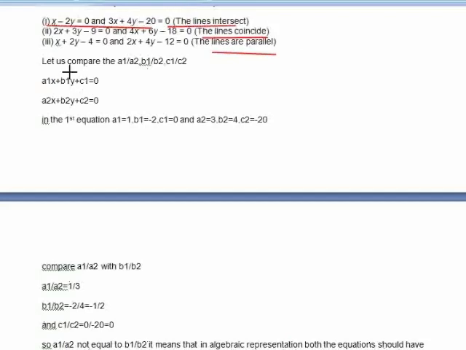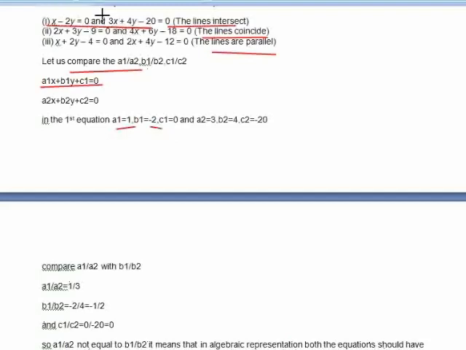Okay, so let us find the values a1, a2, b1, b2, c1, c2. First compare this equation with the first one, that is a1x plus b1y plus c1 is equal to 0. So the coefficient of x is a1, the coefficient of y is b1, and c1 is here. So what is the coefficient of x? It is 1, and what is the coefficient of y? That is minus 2. So we can conclude that a1 is equal to 1, b1 is equal to minus 2 and c1 is equal to 0.